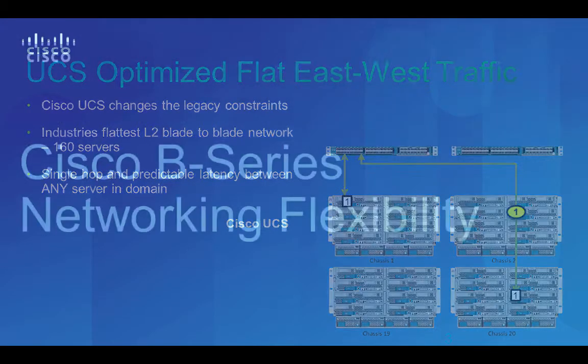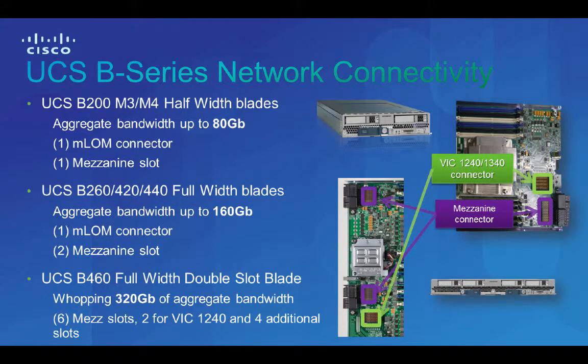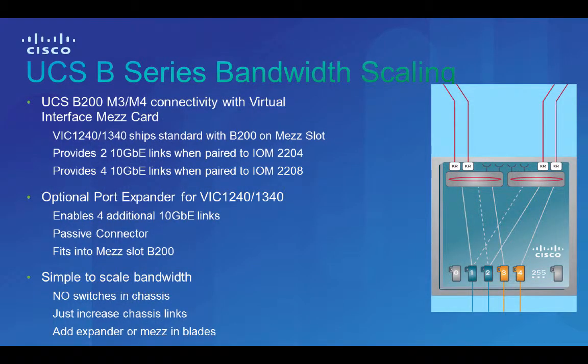Now let's explore the UCS advantage of flexible I/O choices for blade connectivity to the unified fabric. Cisco UCS is architected so that customers are not forced to over-provision expensive switches inside each chassis in order to provide adaptable bandwidth to the blades. Cisco UCS provides the ability to right-size the fabric to provide the bandwidth where it's needed in the system.